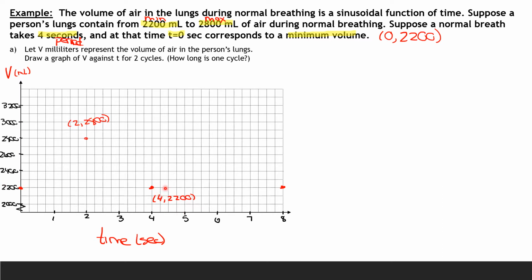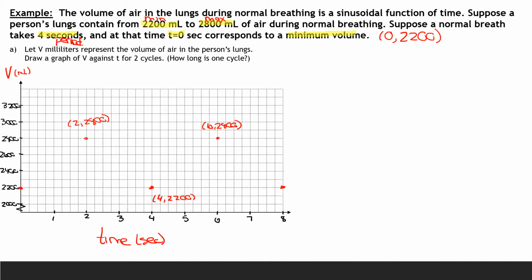Again, I'm going to do it again. Halfway between these two minimums is a maximum. So halfway between 4 and 8 is 6. So at 6 and 2800, I'm going to have another dot. The maximum is going to be here at 6 and 2800.